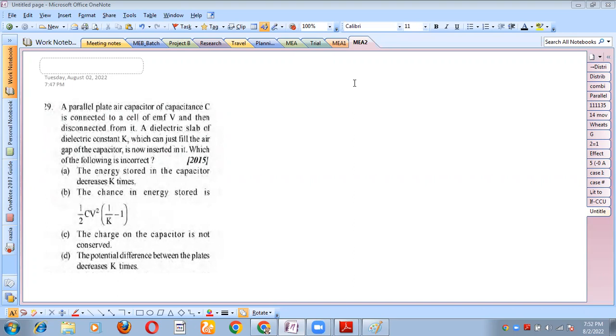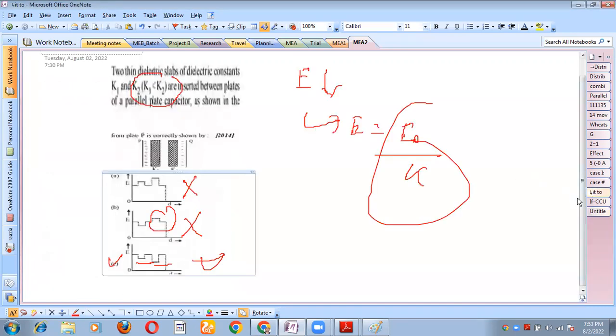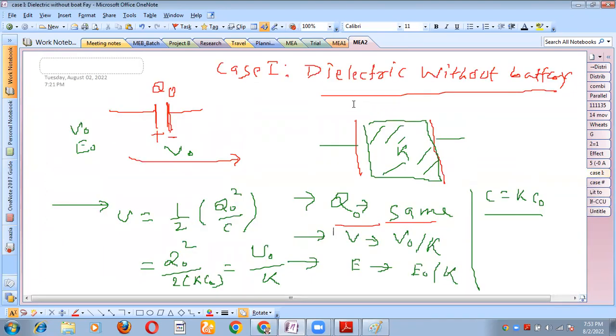So, as discussed, what it says, if you see the question, a parallel plate air capacitor of capacitance C is connected to a cell of EMF V and then disconnected. Basically, this is the first condition, right? First it is charged, and then the battery is disconnected. So we know what happens: capacitance increases, and already I told you that charge remains the same, capacitance increases, voltage decreases, electric field decreases, and energy decreases.